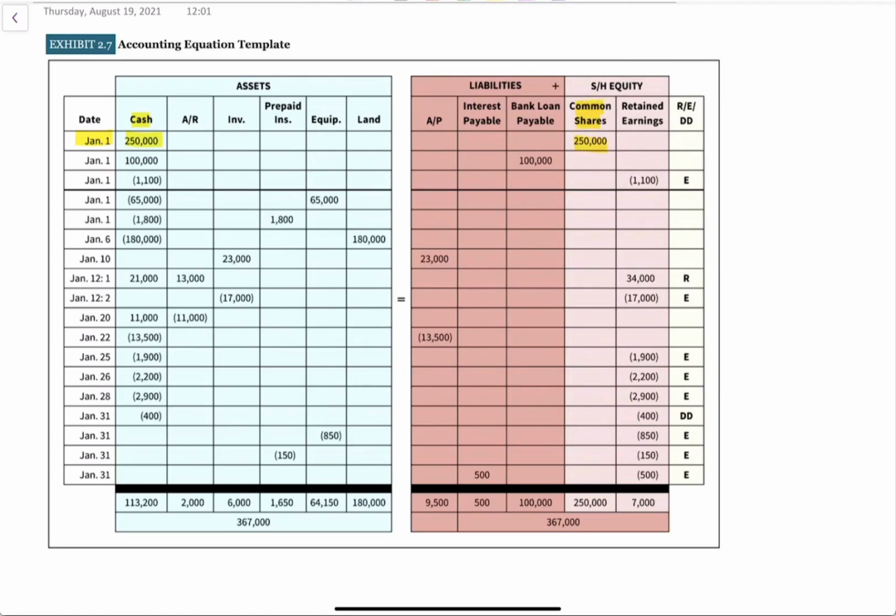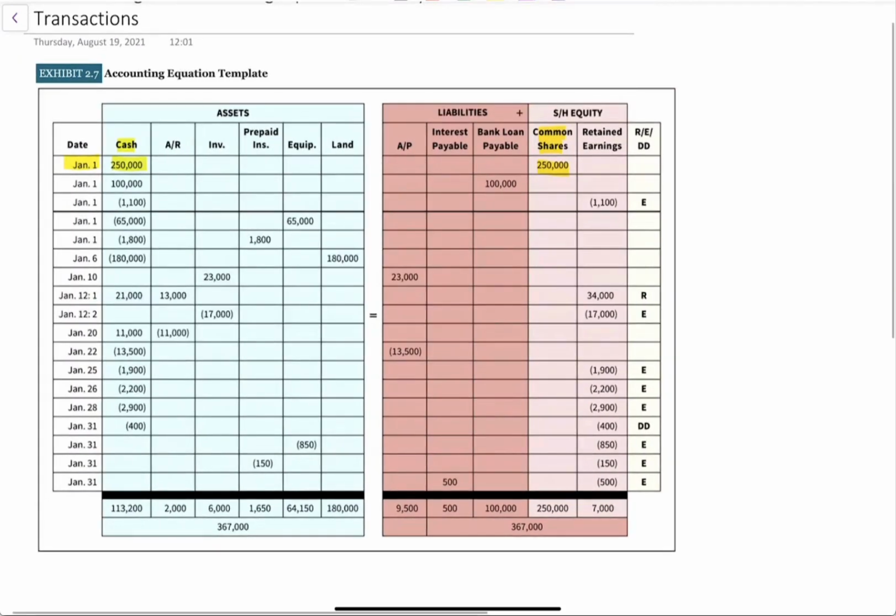Can you guess, with the knowledge that you have after only a day and a half of accounting, what happened here? The shareholders invested in their company. That's exactly it. Anything that's a positive number is a plus, and anything that's a negative number is a minus. So cash plus and common shares plus. This is an owner investment. And that's all the information I need to determine what this was.